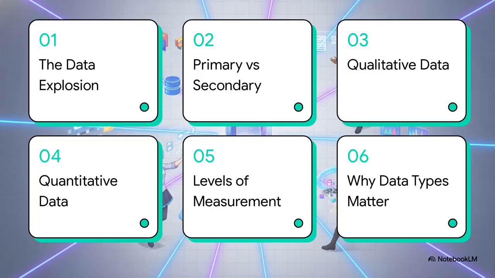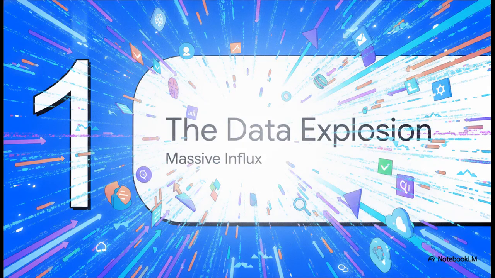To bring order to this vast cosmos of information, we're going to follow this structured roadmap. We'll cover 1. The data explosion. 2. Sourcing, primary versus secondary. 3. Qualitative, the descriptive data. 4. Quantitative, the numbers game. 5. Levels of measurement. And finally, 6. Why data types matter. Okay, let's kick things off with Section 1, the data explosion.